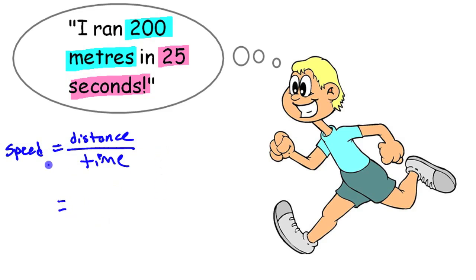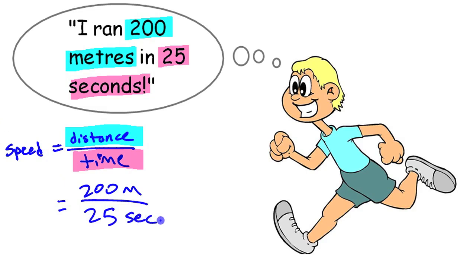Okay? So if we take our distance, which was 200 meters, and we divide that by our time, which was 25 seconds, this is a rate as well. Even before we divide it, it's a rate. Although this is a rate that's not a unit rate. Now, why is that not a unit rate?